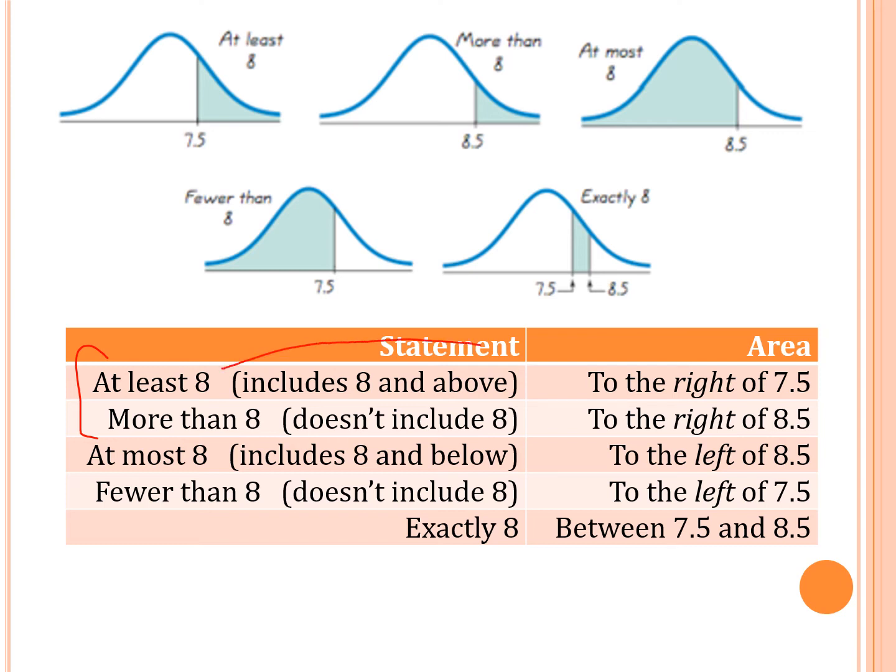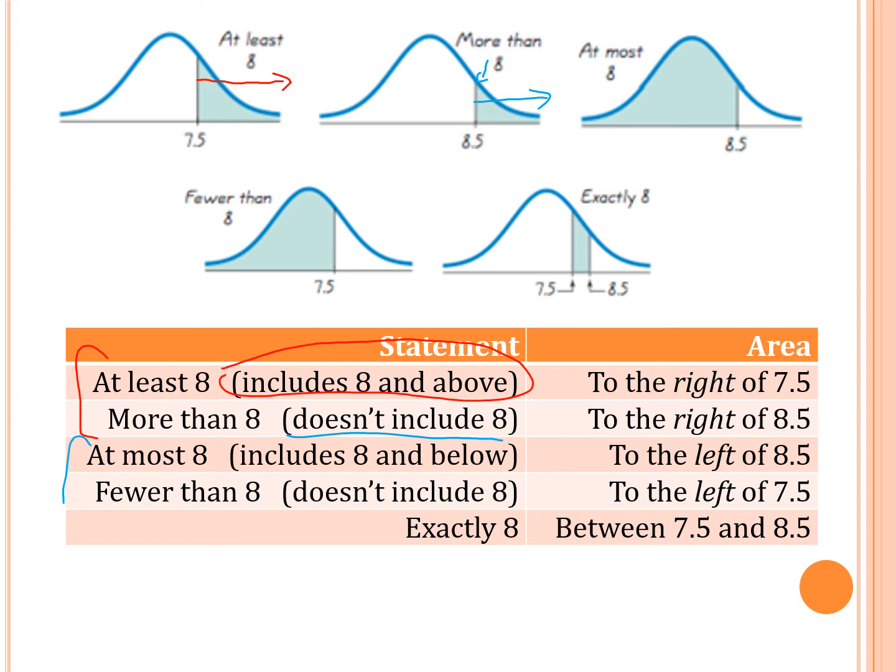We have 8 and everything above it, which means since this data is actually discrete, it's countable, on the normal curve, we go a half a step to the left and we shade everything to the right of it. Compare that to more than 8. Okay, more than 8 doesn't include 8. We would start at 9 normally, but since we're on a continuous curve, we go right in between 8 and 9, and we start there at 8.5. Go everything higher than that.